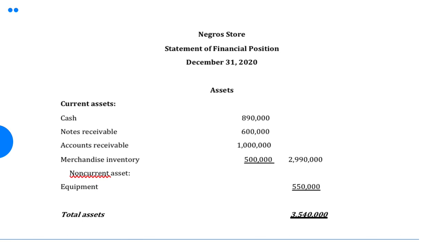Negros Store Statement of Financial Position December 31, 2020. Assets, current assets. Cash 890,000. Notes receivable 600,000. Accounts receivable 1 million. Merchandise inventory 500,000. Total current assets 2,990,000. Non-current assets equipment 550,000. The total assets is 3,540,000.